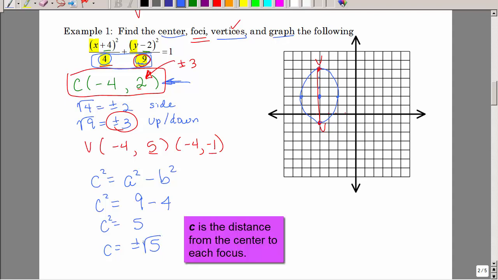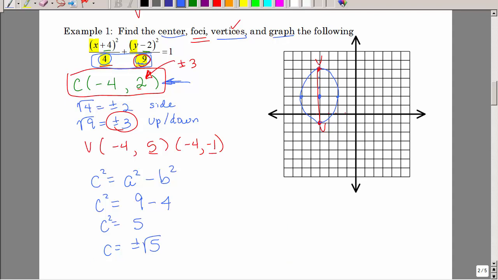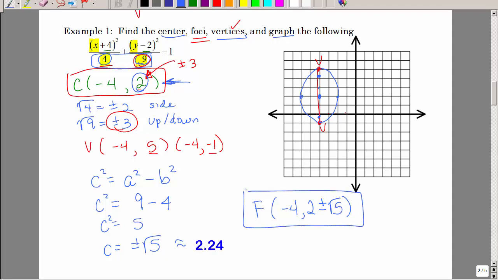That's not the foci. C is the distance from the center to each focus. And they're on the major axis. So that's about 2.14. So a little bit bigger than 2 each way. Now you don't have to graph those. I'm just trying to show you on the graph where they are located. What are the actual coordinates? Well, -4 from the center 2, and I went up and down the square root of 5. Those are your two foci. Those are your vertices. That's your center, and I've graphed it.